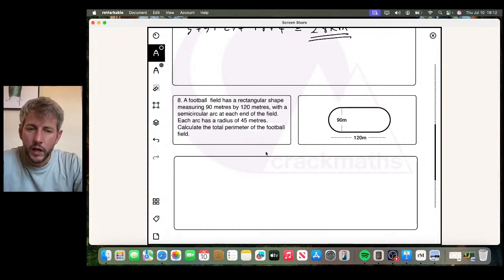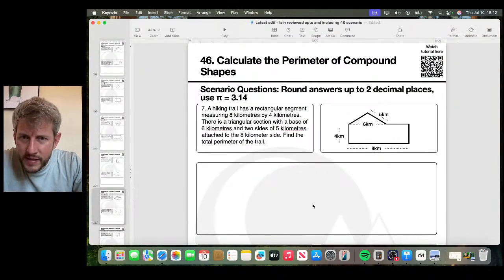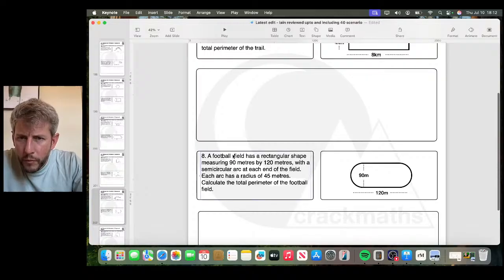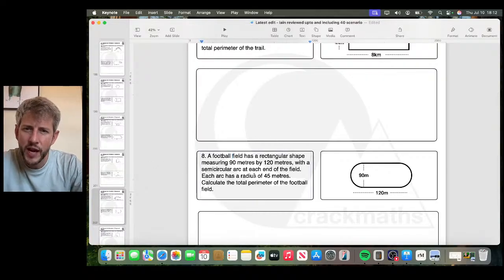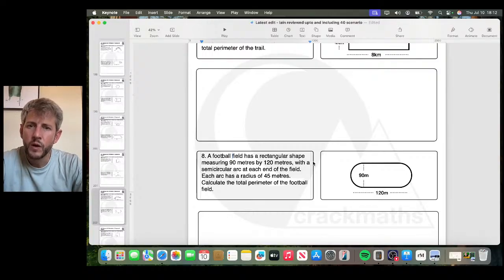Question 8. A football field has a rectangular shape measuring 90 meters by 120 meters with a semicircular arc at each end of the field. Each arc has a radius of 45 meters. Calculate the total perimeter of the football field.